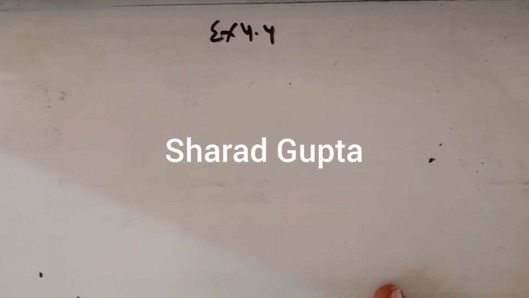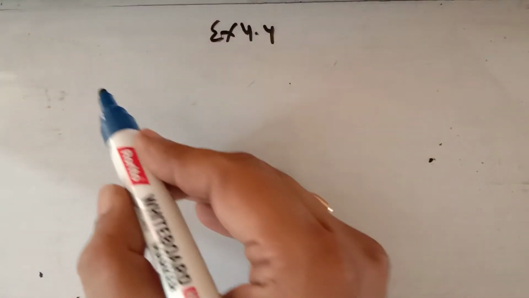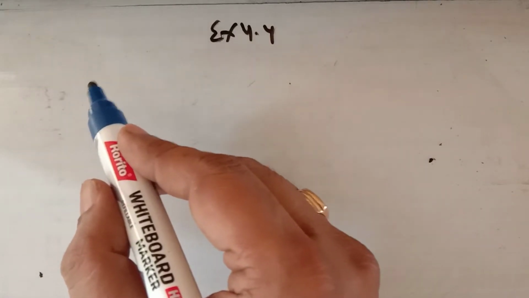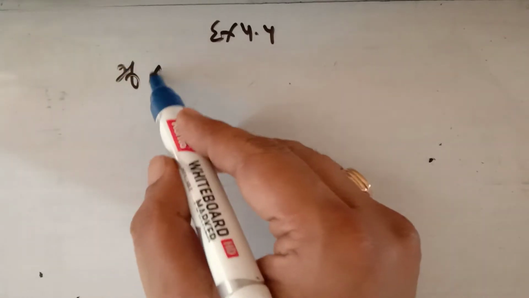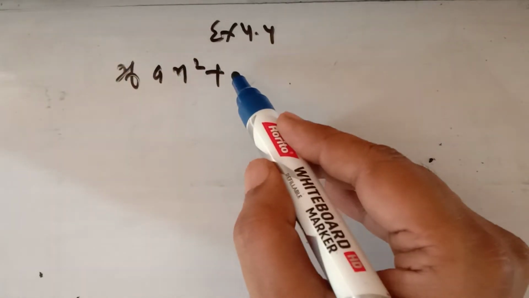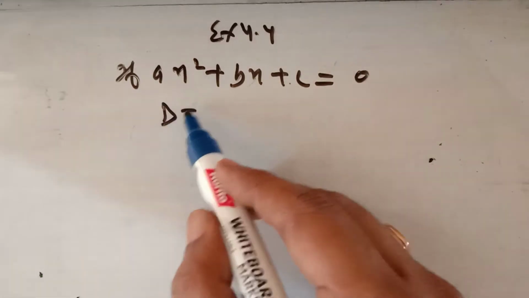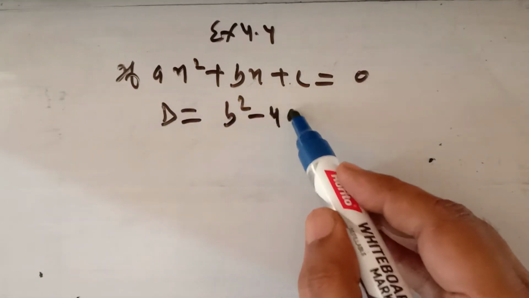This is lecture number 6 for the chapter Quadratic Equations for class 10th, and in this lecture we have to discuss the fourth exercise, which is based on the nature of the roots. Now we know that if there is a quadratic equation ax square plus bx plus c equal to 0, then the discriminant is b square minus 4ac.